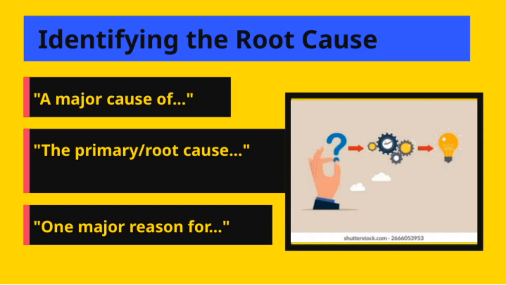One major reason for the ongoing challenges we face is often rooted in deeper issues that aren't immediately visible. When we talk about the primary or root cause, we're really trying to get to the heart of the problem. What's actually driving these symptoms or obstacles? It's important to recognize that many problems have multiple layers, but identifying that core issue can really help us develop more effective solutions. A major cause of recurring issues, for example, might be a process flaw or a communication breakdown that isn't obvious at first glance.